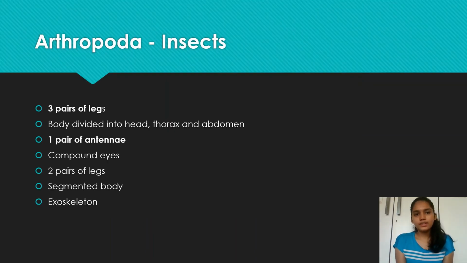Okay, insects. Insects, this is also pretty easy because everyone knows what an insect is. There are 3 pairs of legs, body divided into head, thorax, and abdomen. 3 body parts. You should mention this when they ask you the characteristics of insects.